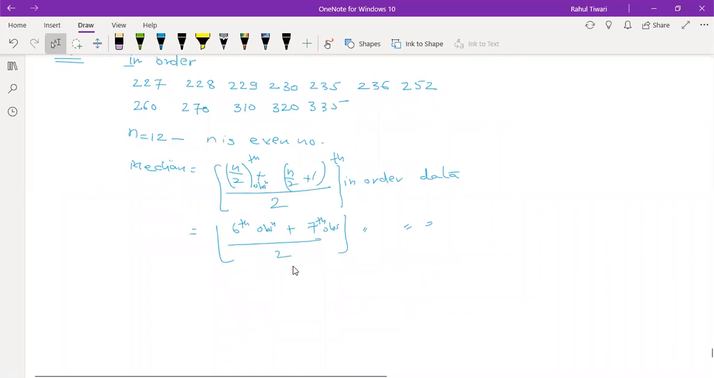So what are the sixth and seventh observations? 236 plus 252, upon 2. So just add these and divide by 2, and you will get the median. So tell me the median. Just divide and see how much. 244. So the median is 244 units.